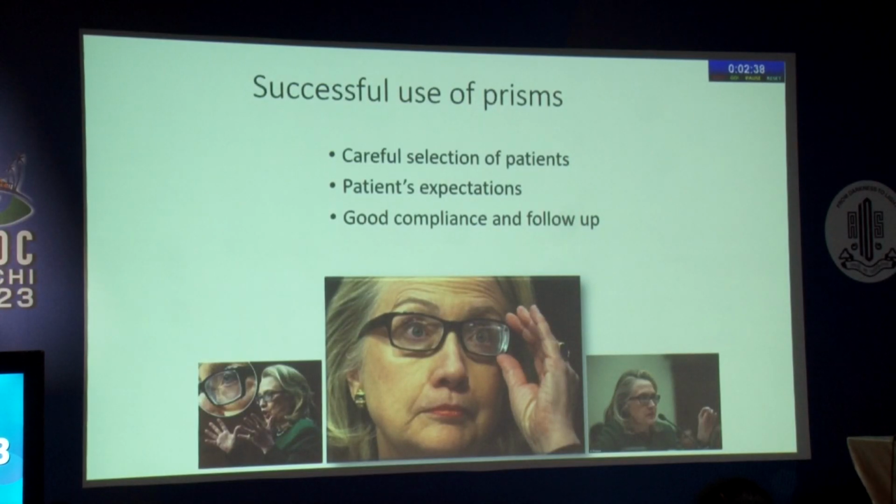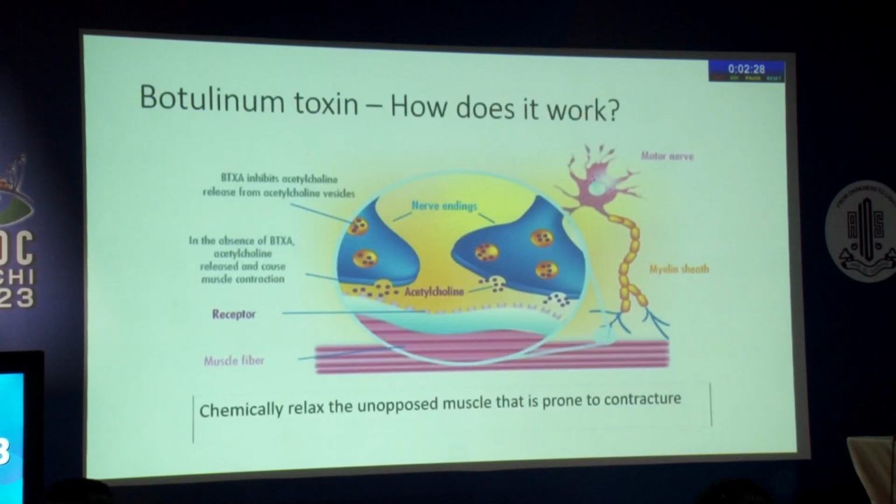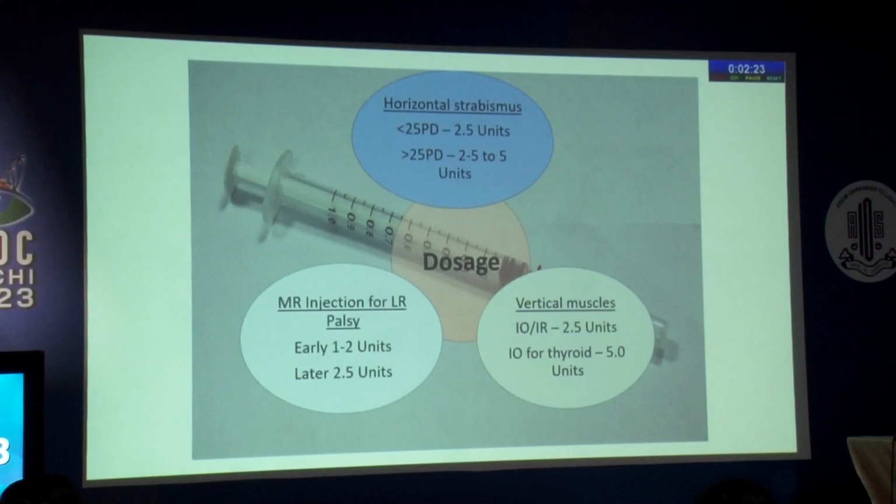The key to the successful use of prisms is the careful selection of patients and their expectations. The only thing needed is good compliance and follow-up from the patients. Botulinum toxin is tried in many cases, and it chemically relaxes the unopposed muscle that is prone to contracture. This is the standard dose which is available in many of the textbooks.